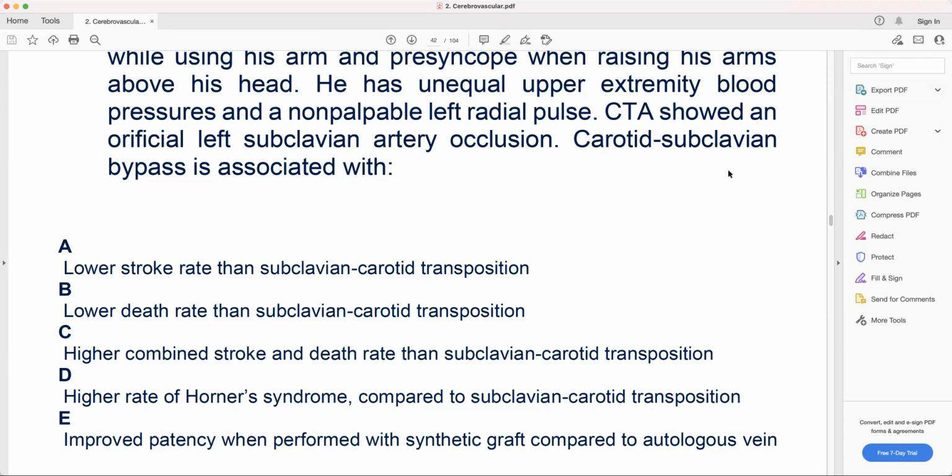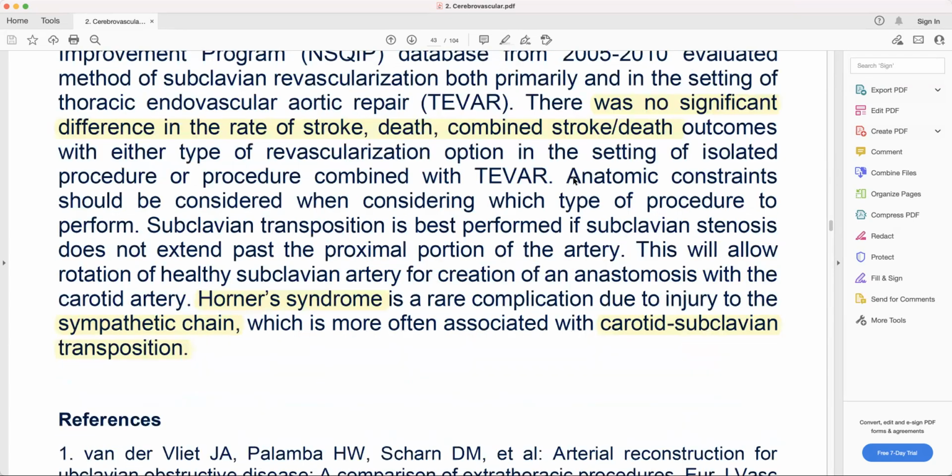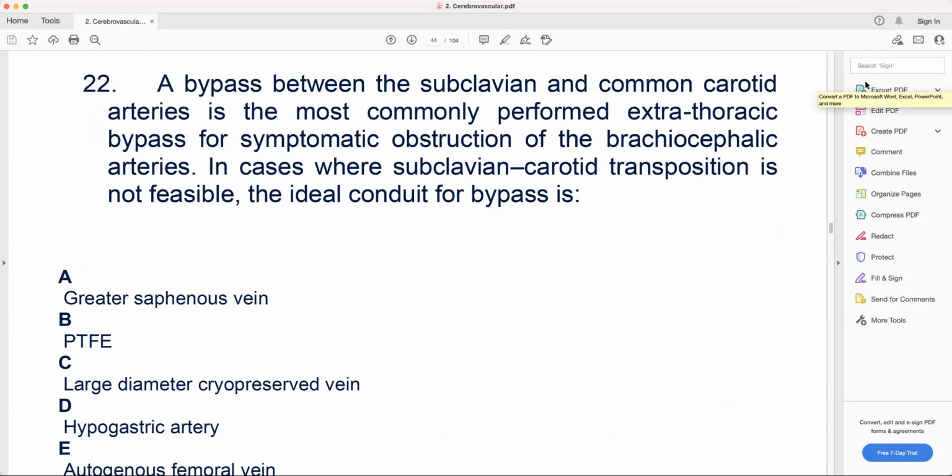All right, let's see who's next. Sam, do you want to take the next question? Yes, sir. Question 22. A bypass between the subclavian and common carotid arteries is the most commonly performed extrathoracic bypass for symptomatic obstruction of the brachiocephalic arteries. In cases where subclavian carotid transposition is not feasible, the ideal conduit for bypass is.